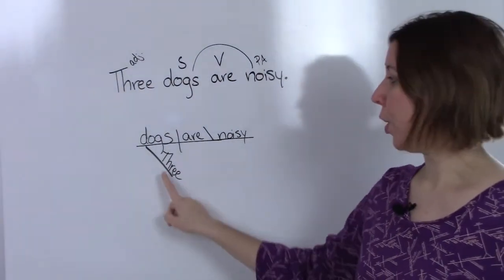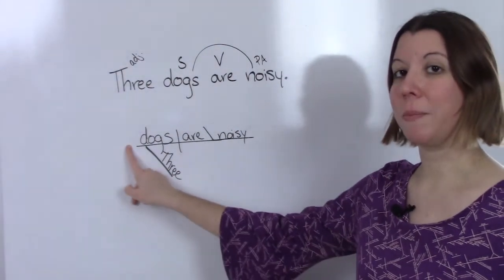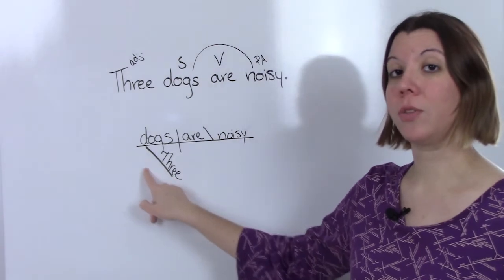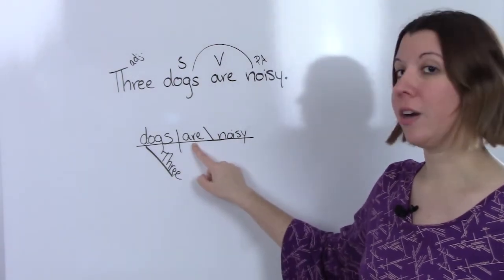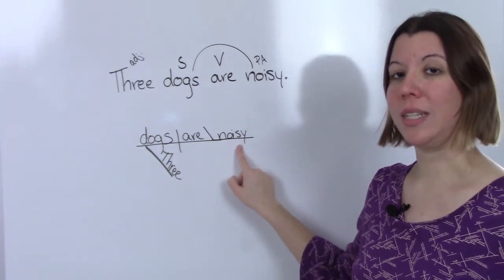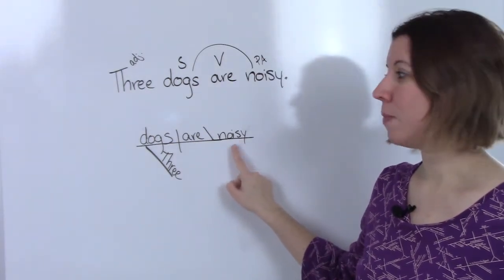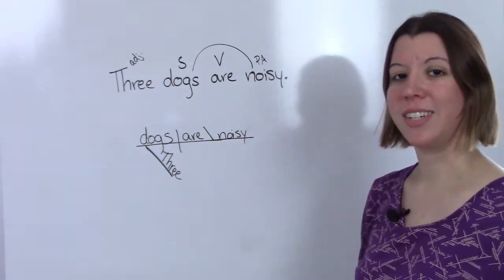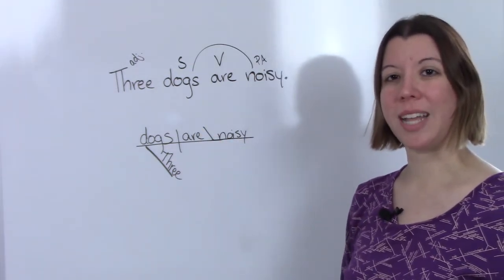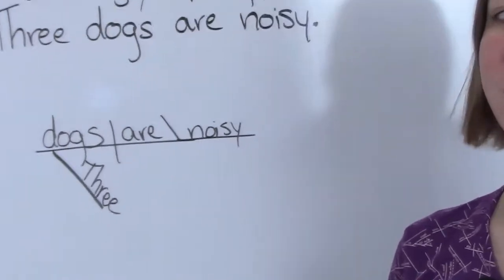Now I diagram. And here it is. "Three" is an adjective that modifies dogs. It's attributive, so it goes on a modifier line underneath the main sentence. Are is my verb, and noisy is a predicate adjective. So it's diagrammed on the main line, but after a backslash. I hope this is starting to make more sense. Let me demonstrate one more for you.